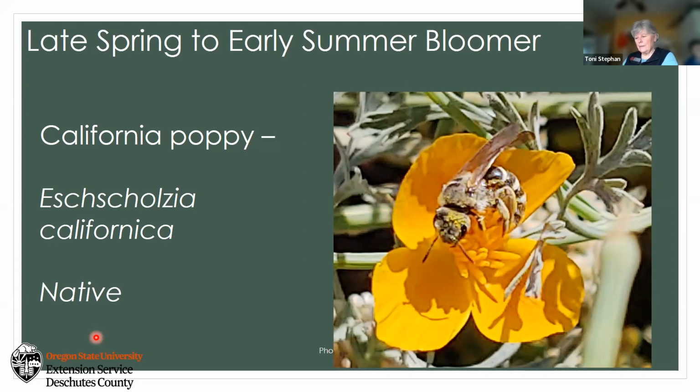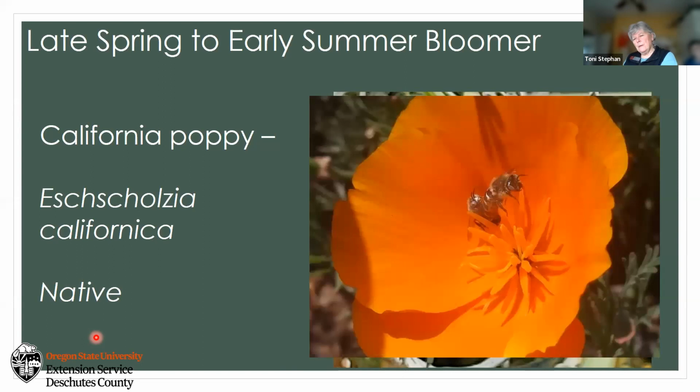This is a beautiful Calliopsis female, and she's wallowing in that pollen. Remember, California poppy doesn't have nectar, but it has plenty of pollen. And here's a mating pair of the Calliopsis.